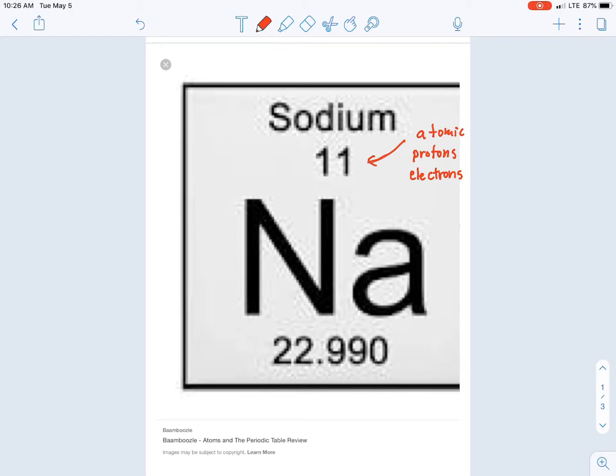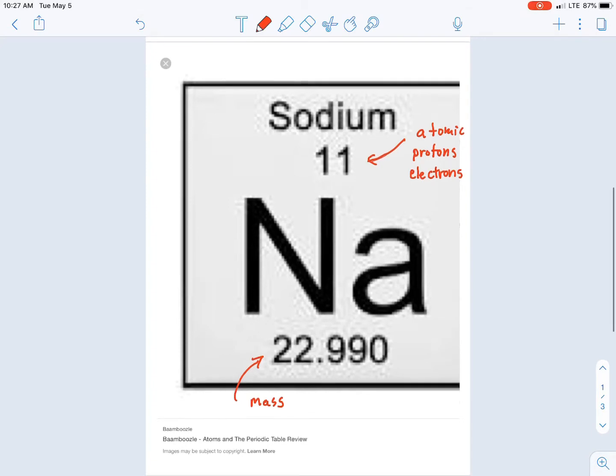Okay, let's go look at this big number, this big scary number down here on the bottom, right? Well, that big number on the bottom is the mass. Right? And the mass is made up by the number of nucleons. Ooh, that's a scary word. No, nucleons just means things that are in the nucleus. And we know in the nucleus we have the protons and the neutrons. So the mass is equal to the number of protons and the number of neutrons. All right, so that's the mass.